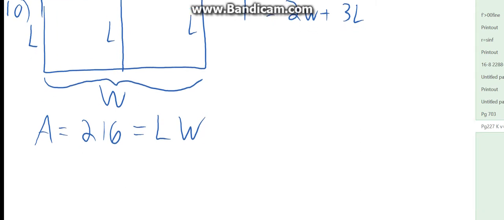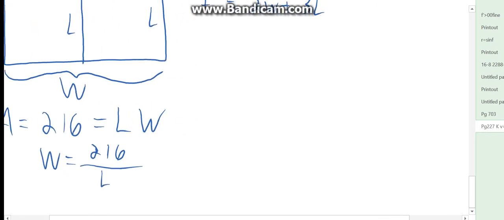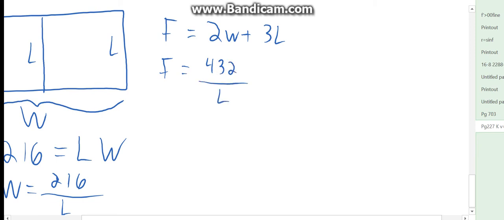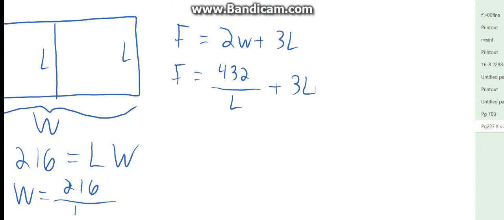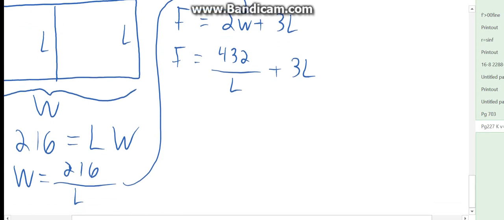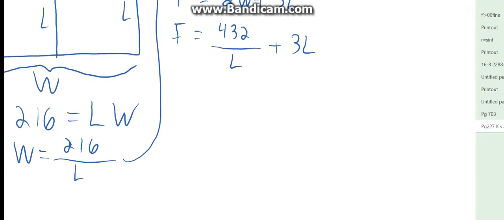So we know that W, it doesn't matter which one we solve for here, W is going to be 216 over L. Okay? And when you plug that into our fence equation, you're going to get 2 times 216 over L, which is 432 over L, plus 3L. Again, I'm just plugging 216 over L into W here. What's F? The amount of fence. Okay? And now that we've got it just in terms of one independent variable, we can derive it because we're gonna make a little number line again.